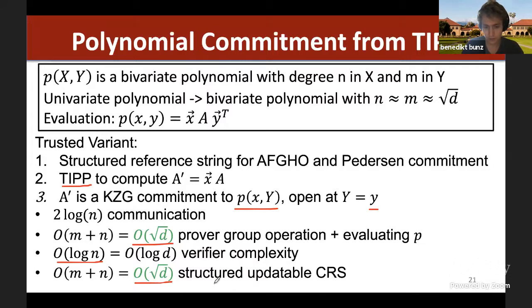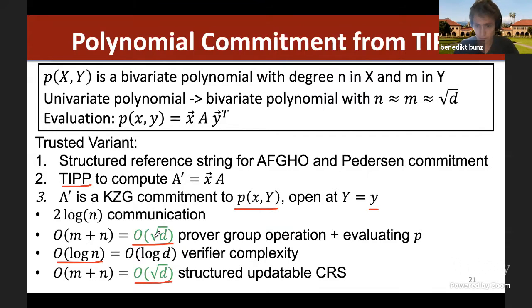the reference string, the structured updatable CRS, is also just m plus n, which in the end gives us a complexity of square root of d for both of these things. So this is the key benefit compared to the KZG polynomial commitment.